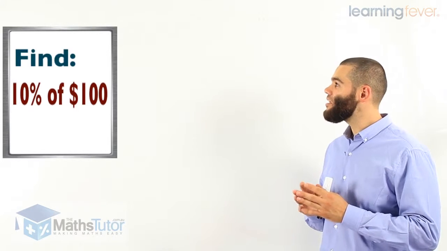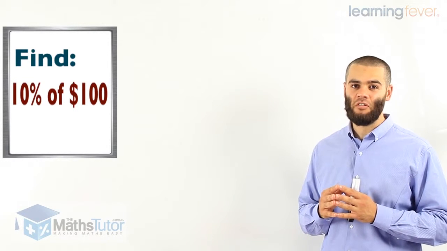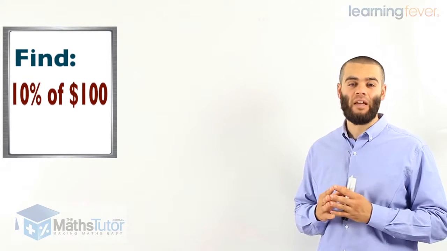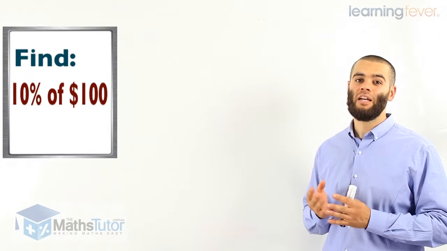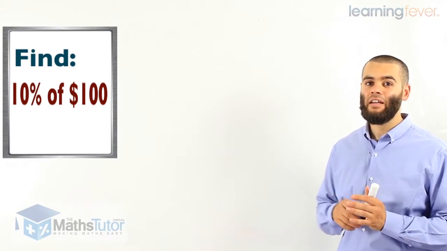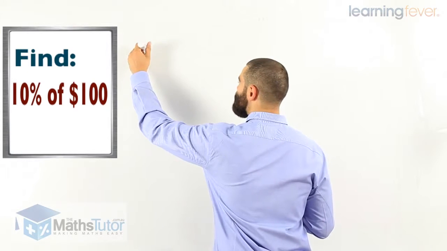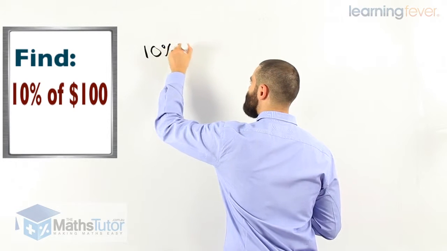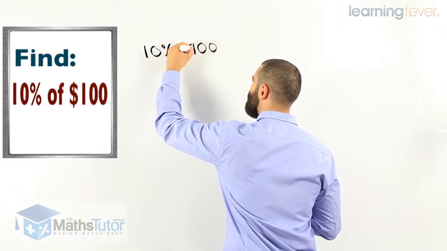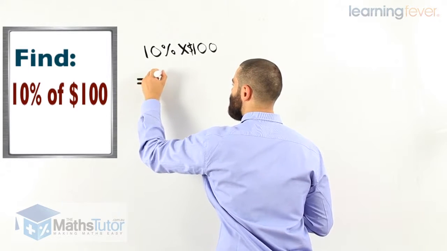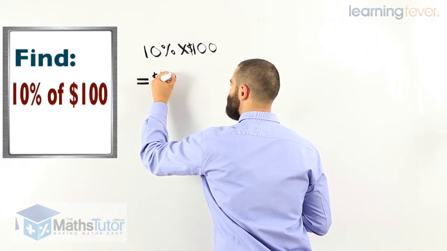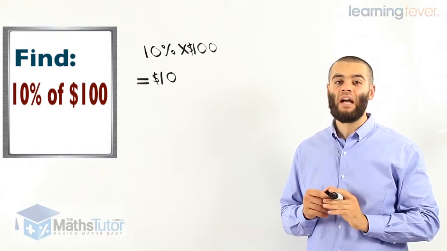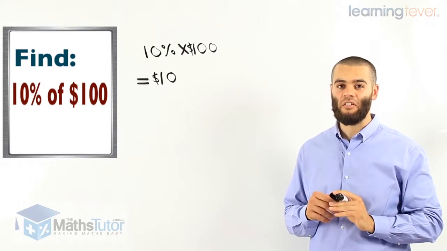We are asked to find 10% of $100. The word of in maths means multiply. So 10% times 100. Grab your calculator and let's do this together. So working out 10% times $100 will be $10. 10% times 100, put it in your calculator, will be $10.